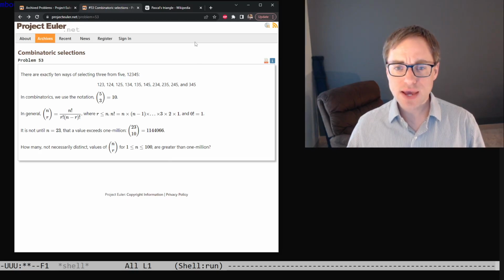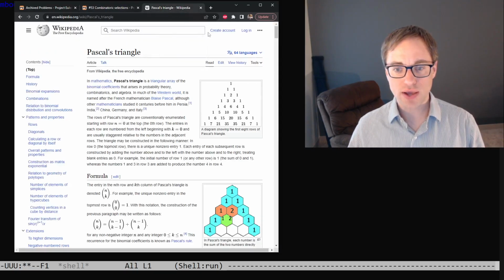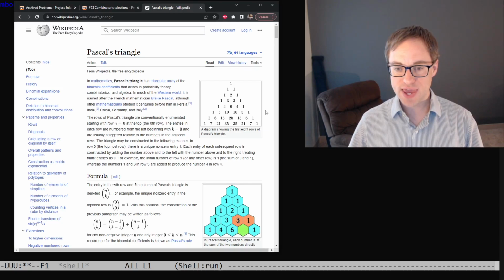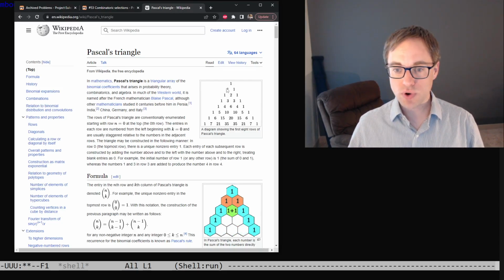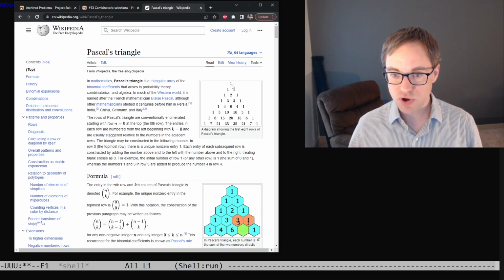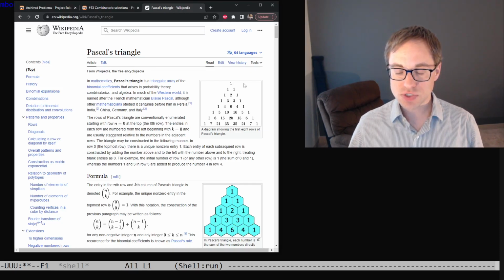Now, I want to take another look at Pascal's triangle so you can get some amount of intuitive understanding about how these numbers behave. So for a given value of n, we're going to be looking at a particular row of the triangle. If n equals 0, we're going to be looking at the top row. If n equals 1, we're going to be looking at the next row. And if n equals 2, we're going to be looking at the next row after that, and so on.